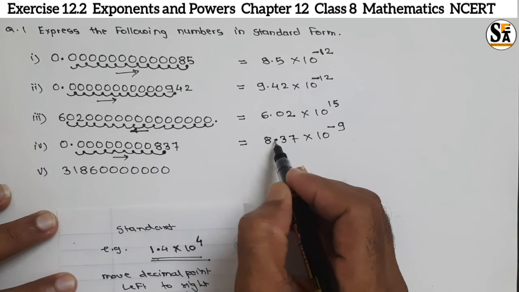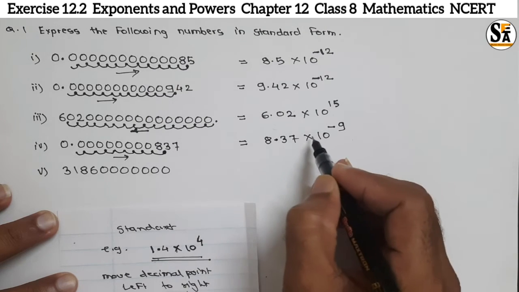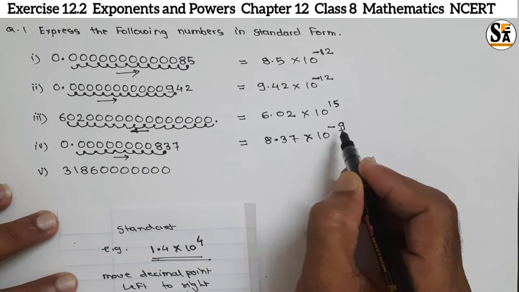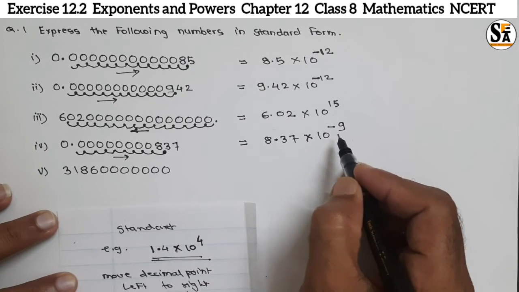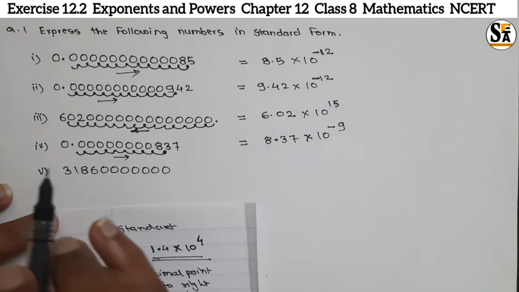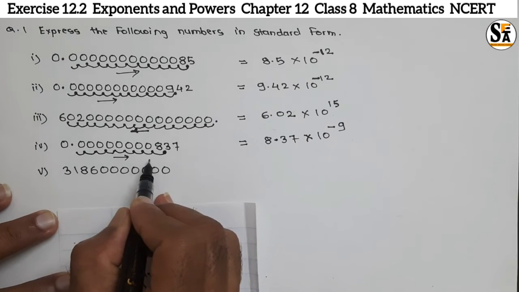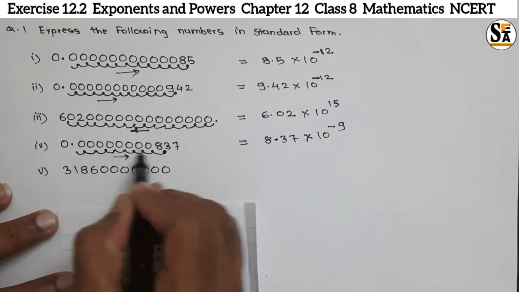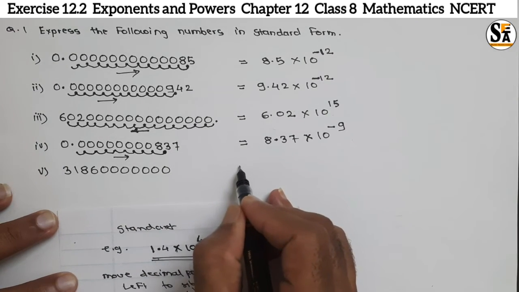In the standard form, before the decimal point there is a single digit, and the multiplication is 10 raised to some power. Whether that power is positive or negative depends on the movement of this decimal point. So if we move the decimal point from left to right, then this power is negative, and that number depends on how many digits it is moved. Very clear. Now see the last example.